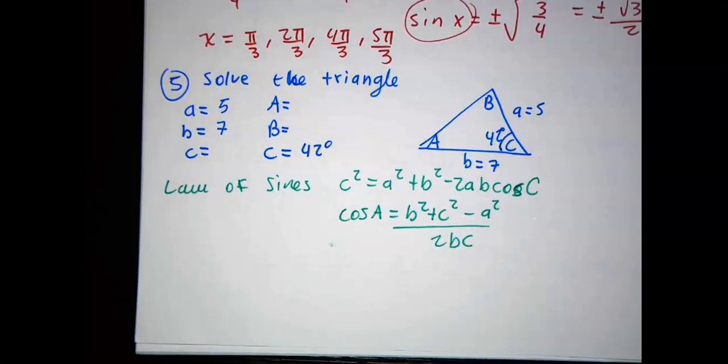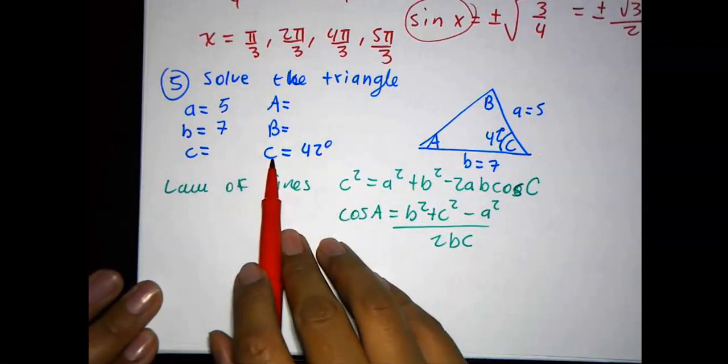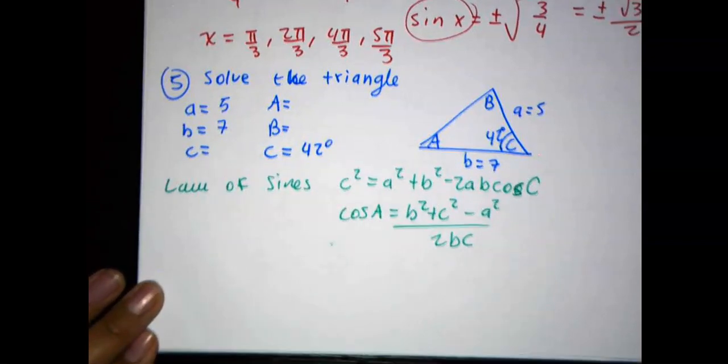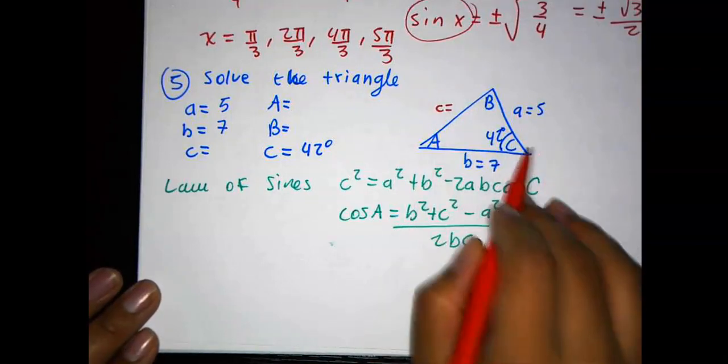Okay, number 5 says to solve a triangle. They only give me that A is 5, B is 7, and C is 42. I just drew a triangle and labeled it A, B, and C. So I'm missing little c and I'm missing A, B, and C.